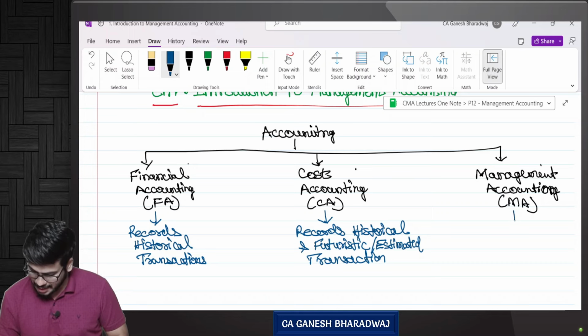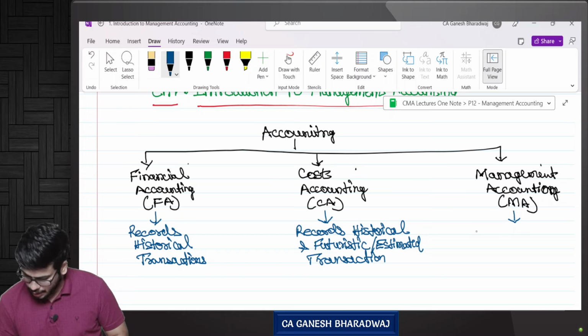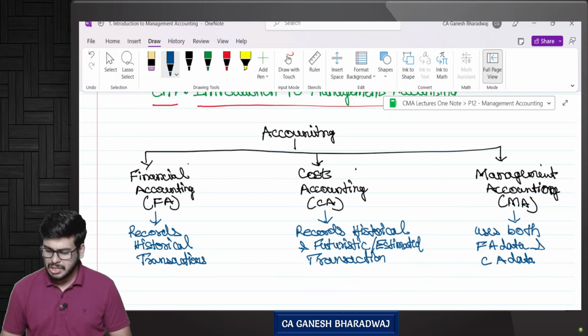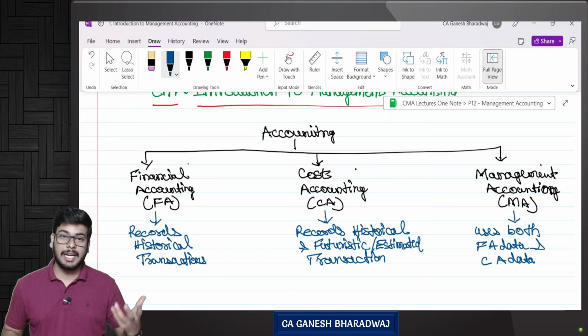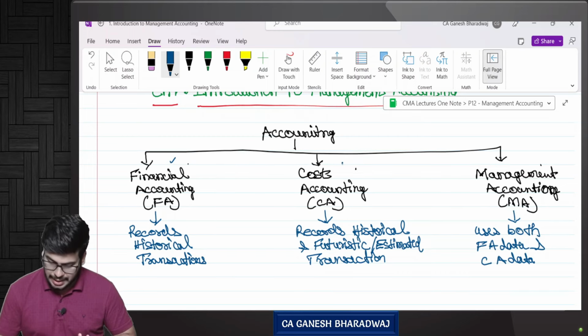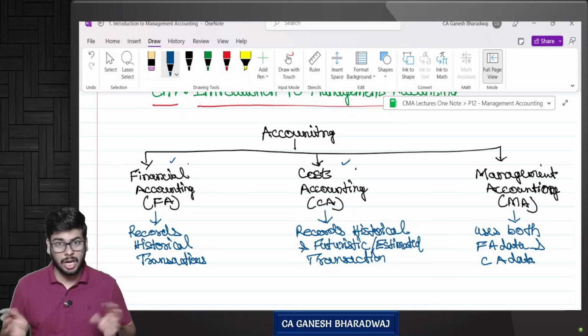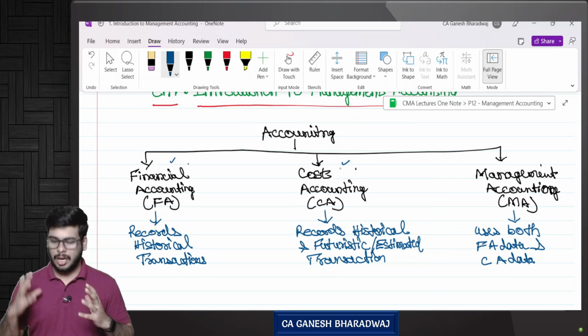Whereas in case of management accounting, technically speaking, it uses both financial accounting data and cost accounting data. That is, management accounting has a very broad scope. It uses the data utilized by financial accounting. It also utilizes the data used under cost accounting. That is, all the historical transactions, future transactions, and not just that. The reports presented under financial accounting, the reports presented under cost accounting, all of this is considered in this branch of accounting called management accounting.